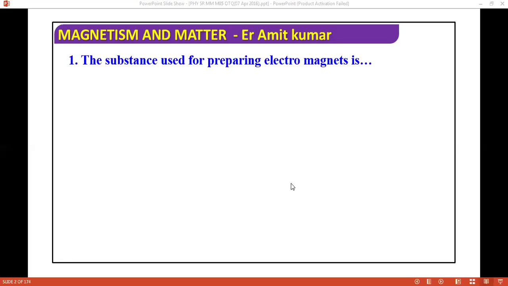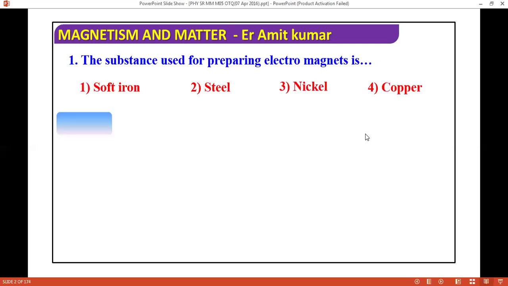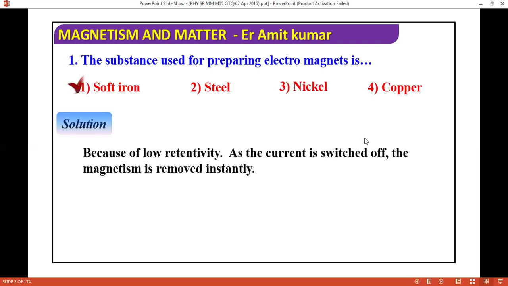So we are discussing questions based on the concepts of magnetism. The question is: the substance used for preparing electromagnets. We have options available here: soft iron, steel, nickel, and copper. The correct answer will be soft iron because of low retentivity.